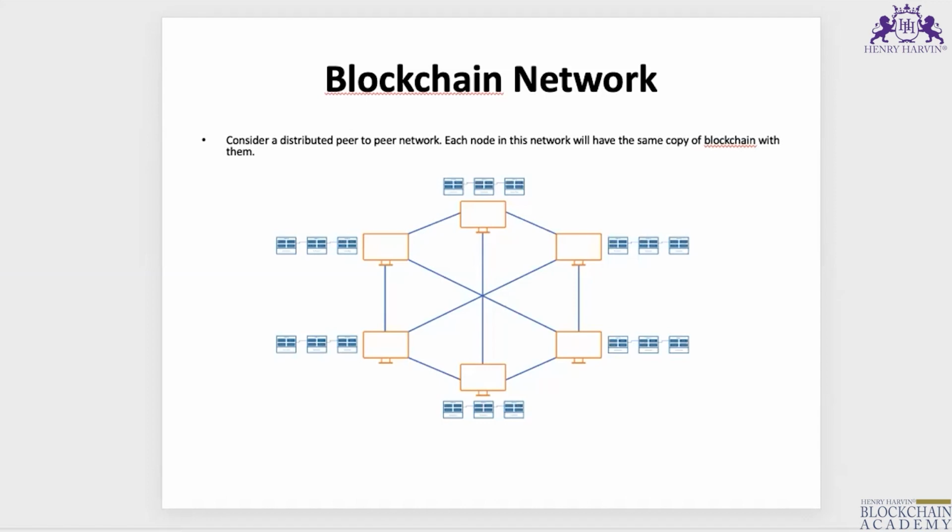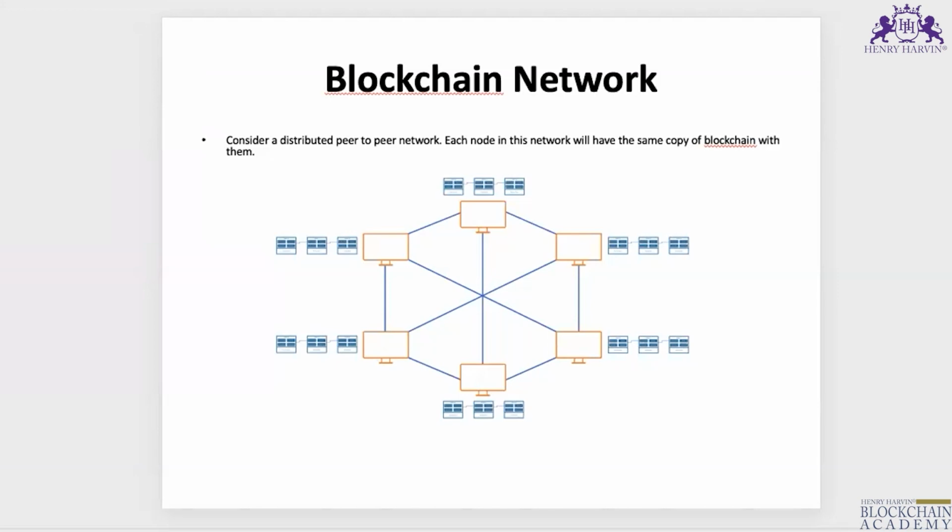Basically, once the data is stored on the blockchain, it cannot be erased. That is the main property of a blockchain. So if you write a program on the blockchain, that program cannot be erased or modified. That is the advantage of this blockchain. We are writing programs on the blockchain, and that is called smart contracts.